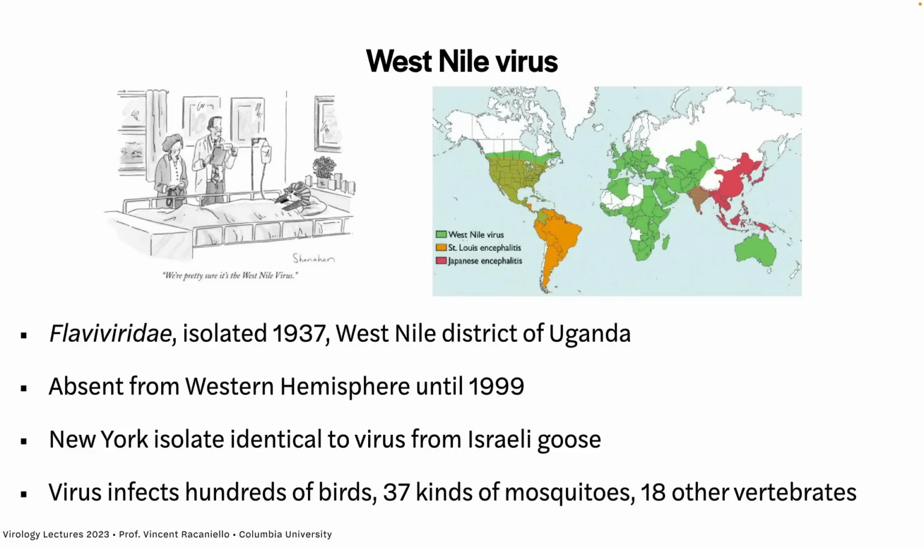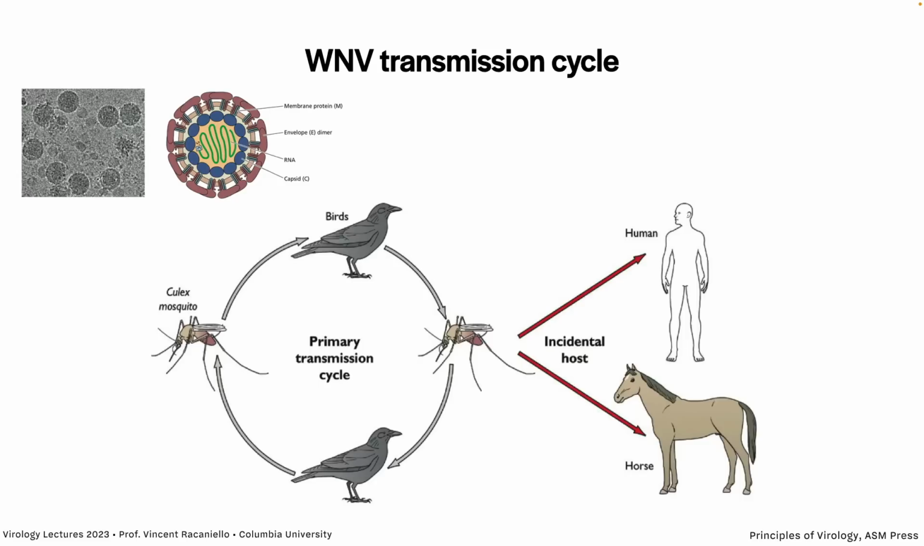Anyway, it's spread throughout North and South America. Now it's throughout the U.S. and South America. And it infects many birds, it infects many mosquitoes and many other vertebrates as well. So it's here to stay. The natural transmission cycle is between birds, and mosquitoes transmit the infection from one bird to another. And these birds have had the infection for many, many years, so they don't get sick.